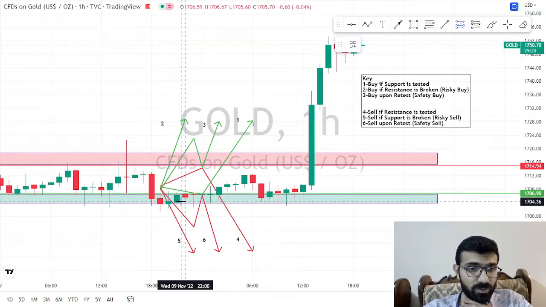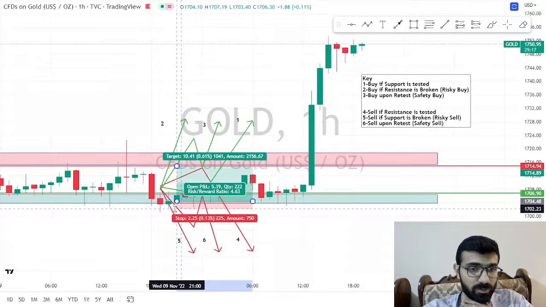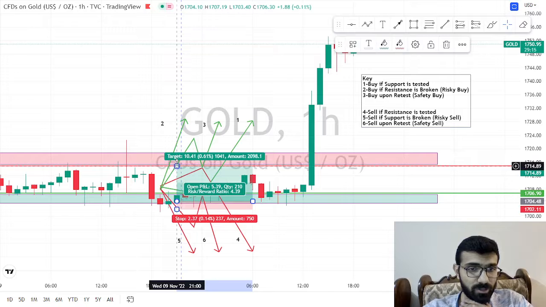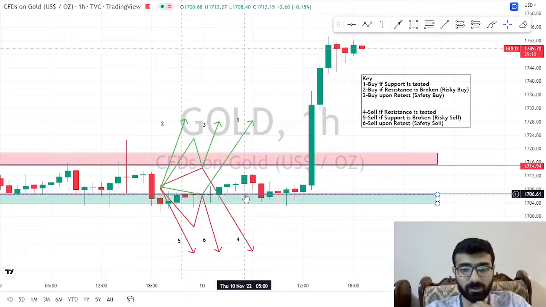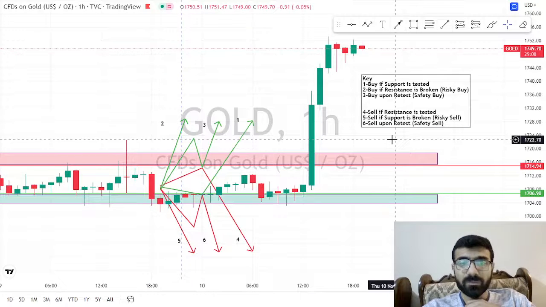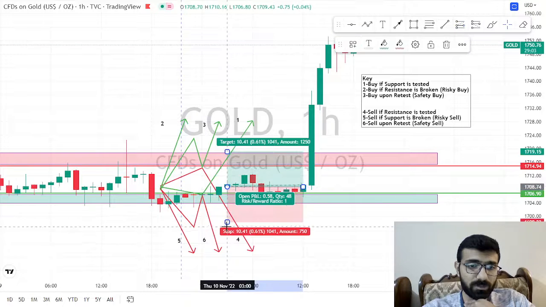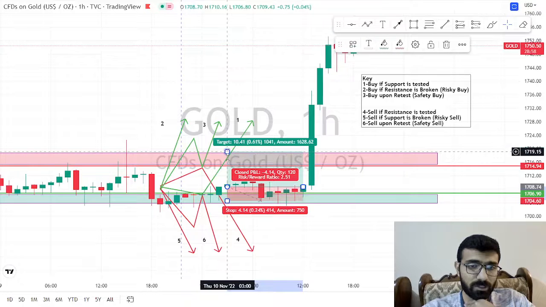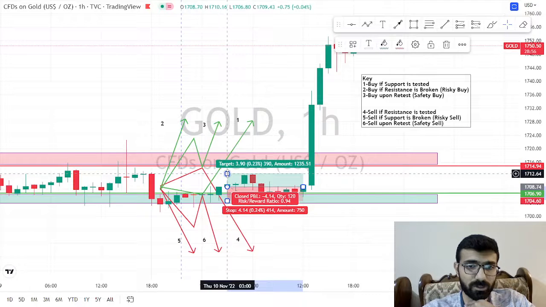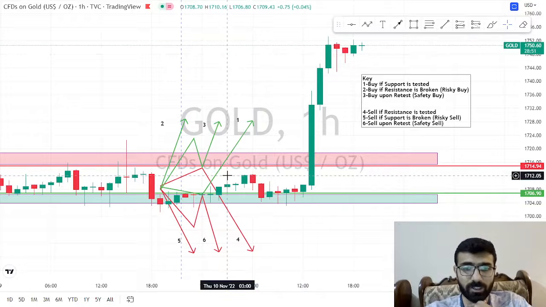If you guys would take an entry over here, your stop loss will be approximately here and your take profit will be approximately here. So this trade would give us a profit of 3.4%. And even if we take a trade after the closing of above candle over here, then our stop loss will be over here and our take profit will be approximately here. So this trade would have given us a profit of approximately 0.8%.